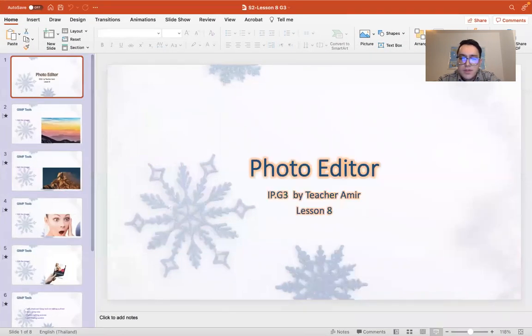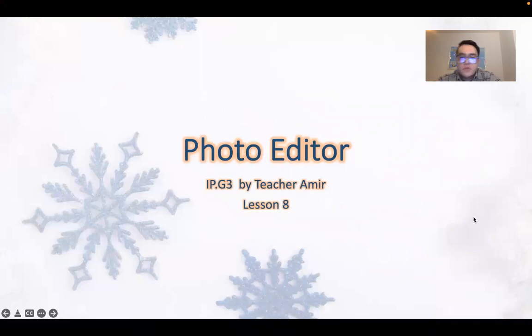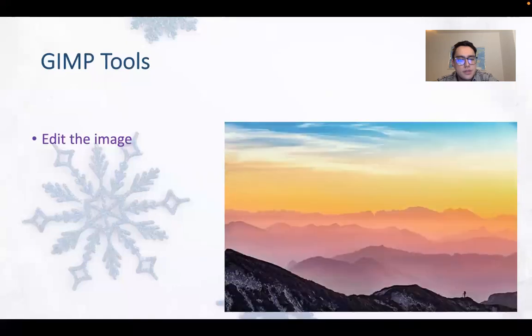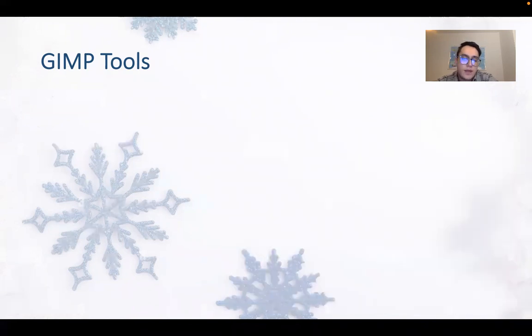Today, we will continue our lesson on PhotoEditor. This is lesson number 8. Let's get started. So, GIMP, let's talk about what you can do and what you can practice more. You can edit the image such as this. You can play around, you can make adjustments, make it brighter, darker, more orange or more blue, black and white.